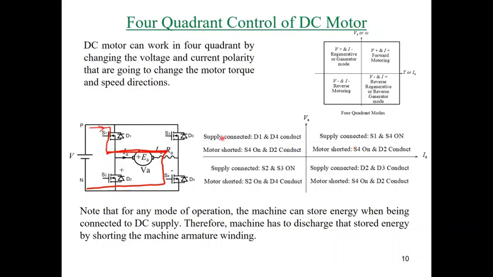Simply, when you disconnect all of the switches by applying 0 signals to all of them, this will allow the stored energy of the supply to force diode D1 and diode D4 to be on. So diodes D1 and D4 will be turned on. Why? In order to return this energy to the supply.